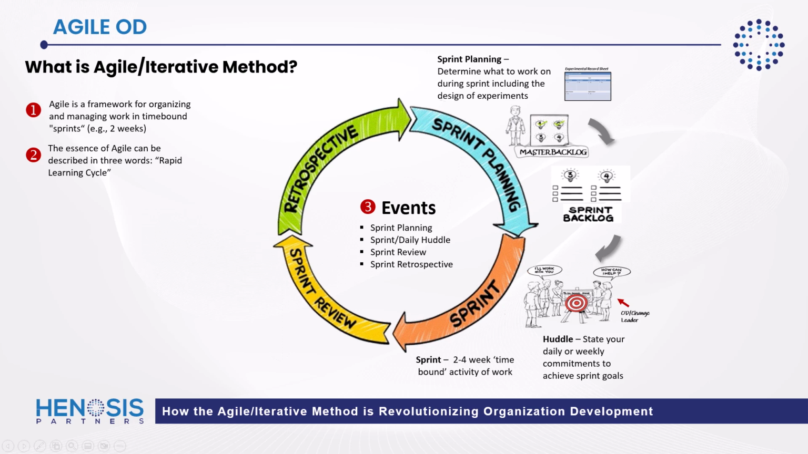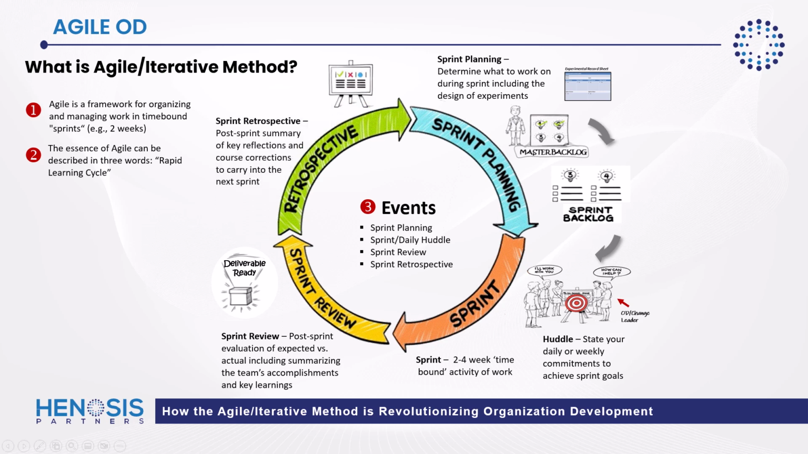Once we've completed our sprint, we then initiate our sprint review, which is a post-sprint evaluation of what we expected to happen versus what actually happened, including summarizing the team's accomplishments and key learnings.